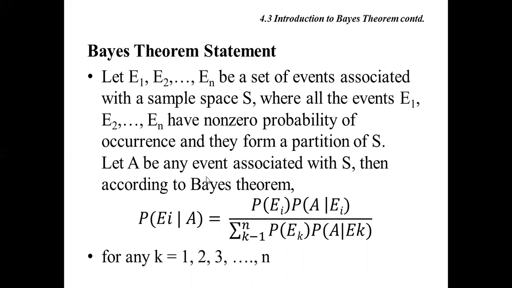Let A be any event associated with S. Then according to Bayes' theorem, this is the formula based on which I can calculate the probability of occurrence of that event. We have seen this formula in the previous lecture, so I will not derive how it is calculated. It is simply the output of a series of cancellations, multiplications and solving of equations, and this is the final equation.